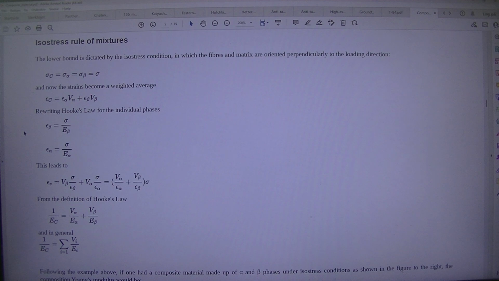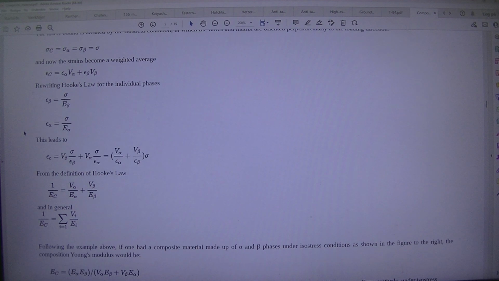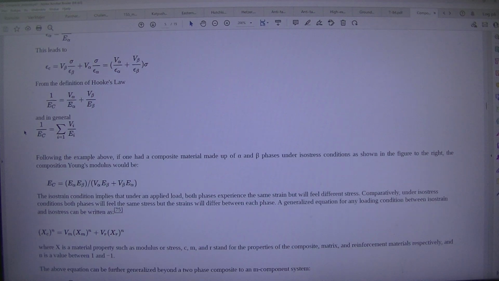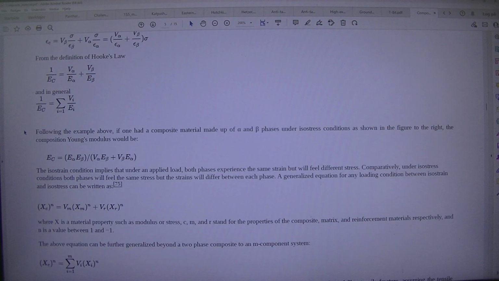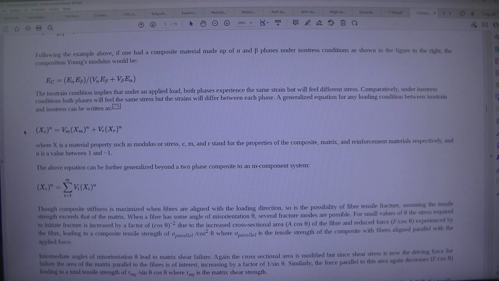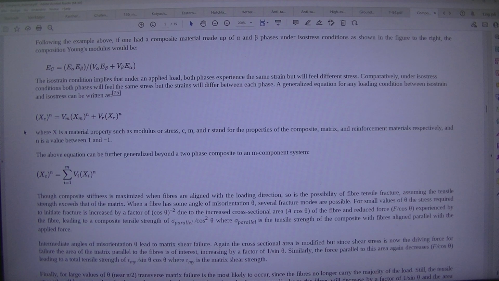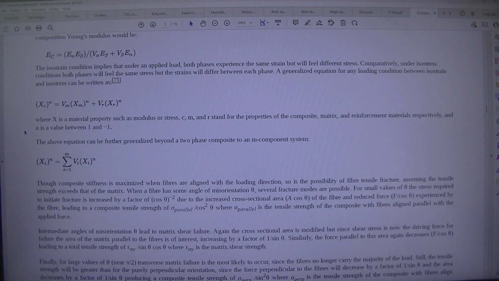Implies that under an applied load, both phases experience the same strain but will feel different stress. Comparatively, under isostress conditions both phases will feel the same stress but the strains will differ between each phase. A generalized equation for any loading condition between isostrain and isostress can be written with a parameter n, where X is a material property such as modulus or stress, C, M, and R stand for the properties of the composite, matrix, and reinforcement materials respectively, and n is a value between -1 and 1.